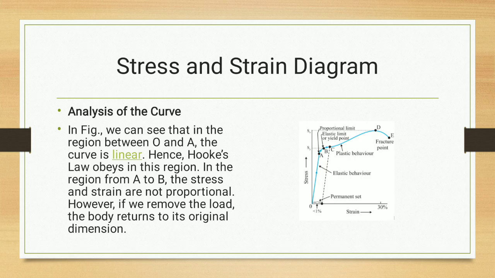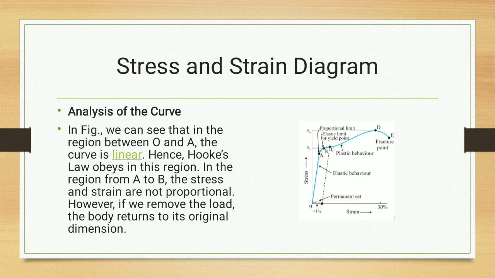Now we are going to analyze this curve. In the figure, we can see that in the region O to A, the curve is linear. Hence, Hooke's law is obeyed in this region. It means as the load increases, stress and strain behave directly proportional to each other. So the region O to A shows the linear graph.